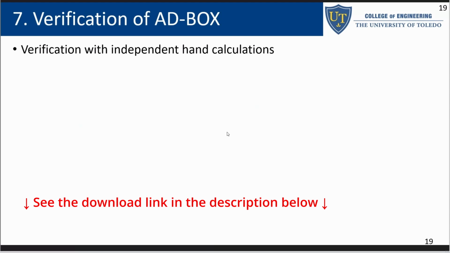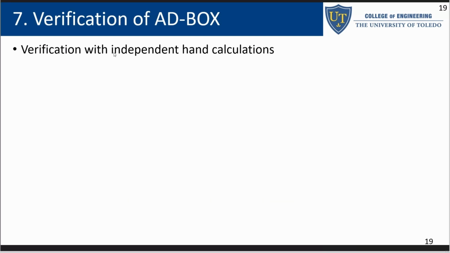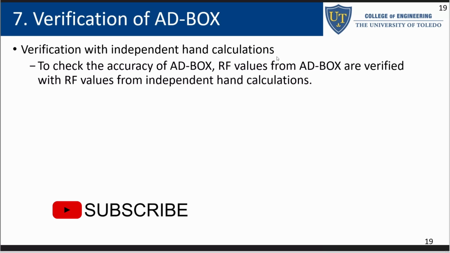So the verification of the AASHTO is another main task. Verification of AASHTO includes two distinct methods. One is verification with independent hand calculation. To check the accuracy of AASHTO, rating factor values from the AASHTO are verified against the rating factor values from the independent hand calculations.